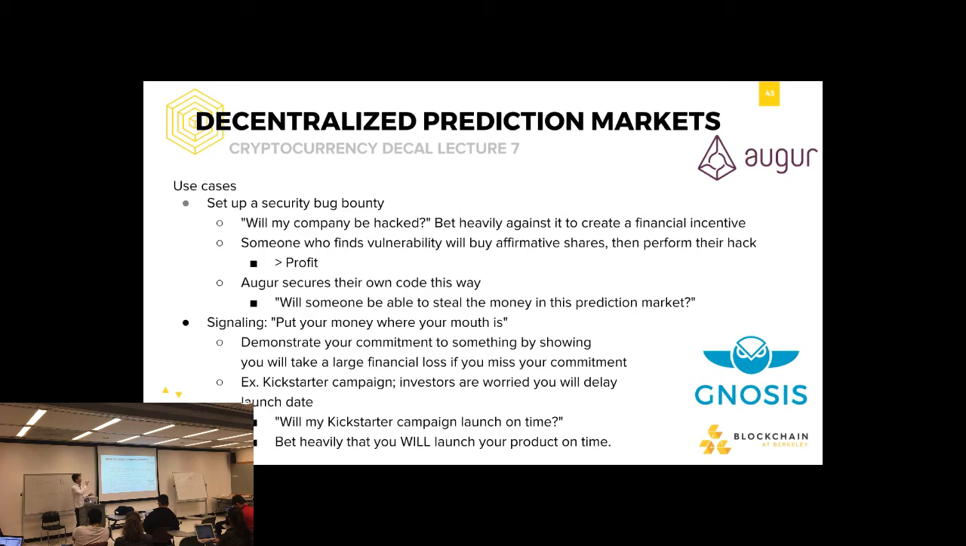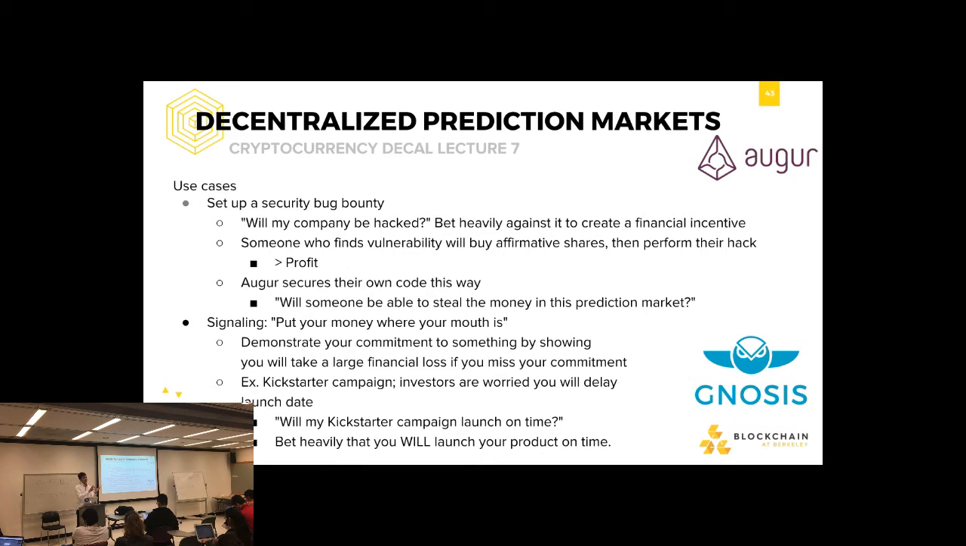Oh, I forgot to cover. Augur and Gnosis are the most well-known decentralized prediction markets today. Augur had its token sale sometime in the last half year. You can go on the Augur website and look at the events and bet on things if you're interested. Another thing you can do with these decentralized prediction markets is signal, like the term, put your money where your mouth is.